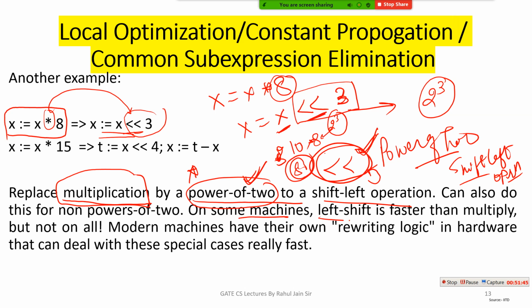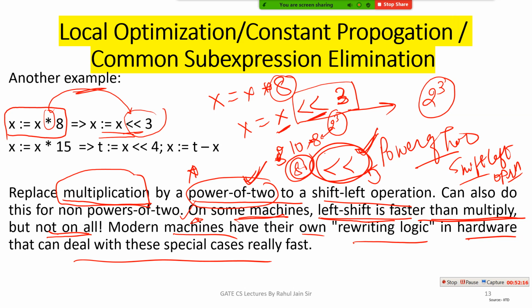On some machines, left shift is faster than multiply, but not on all. Very, very important point. This can be asked as a statement, assertion and reason type question. On some machines, left shift is faster than multiply, but not on all. Modern machines have their own rewriting logic in hardware that can deal with these special cases really fast. But from an example point of view, we can optimize this code further. Both codes will work the same, but the efficiency of this code would be more.